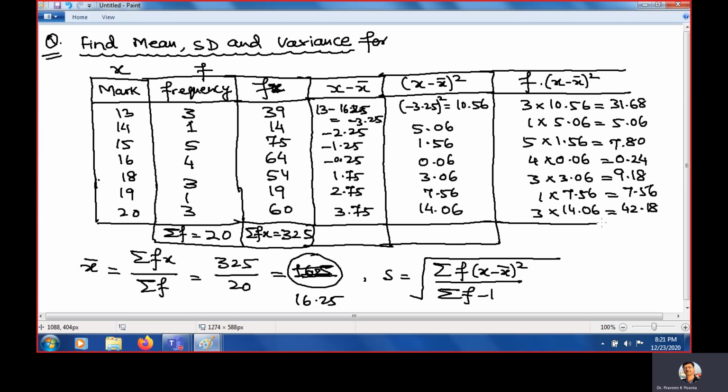Now you need to find the sigma of this, because sigma is written here. So this sigma f into x minus x bar power 2, sigma means total. So now find the total, and if you find the total with the help of a calculator, it is 103.7. Okay, so what is the answer?